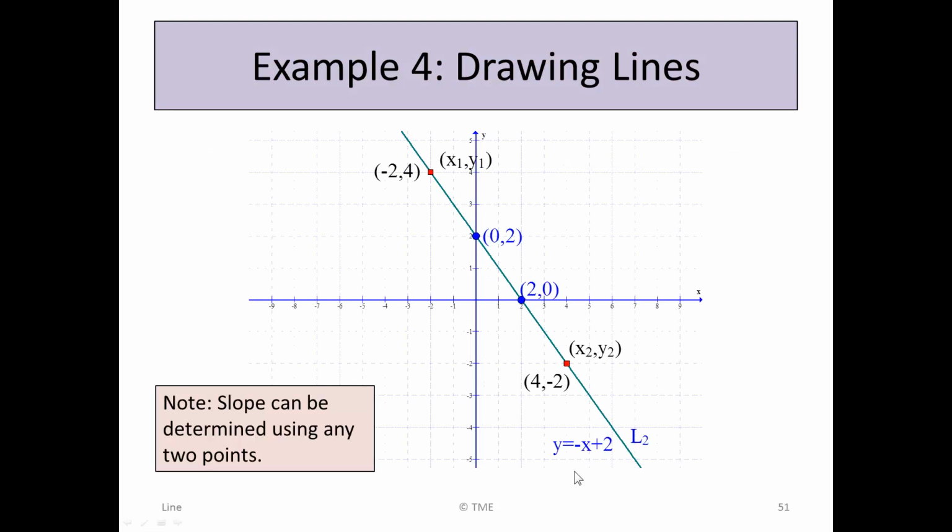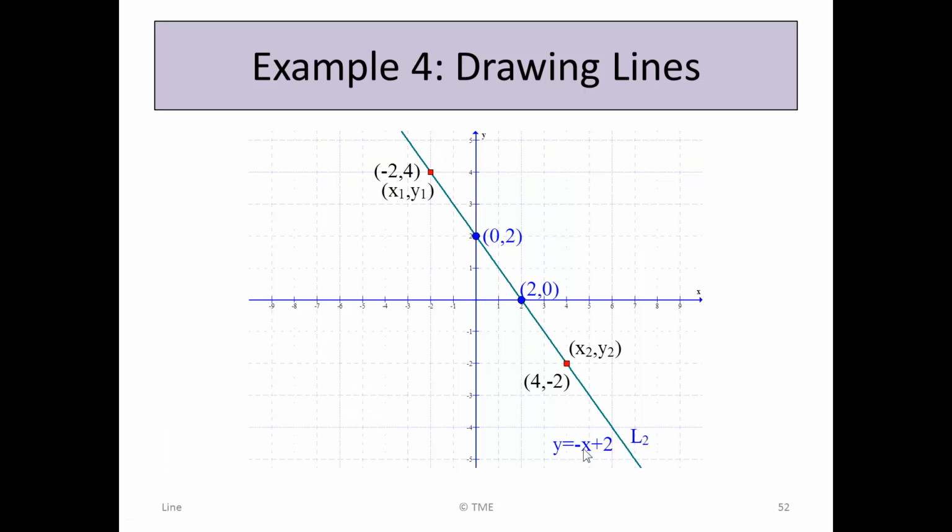So here's the line y equals minus x plus 2. And we can find the slope as well from the graph using any 2 points. So let's say we knew that the point minus 2, 4 and the point 4, minus 2 were both on the line. We didn't know the equation. We could still find the slope.